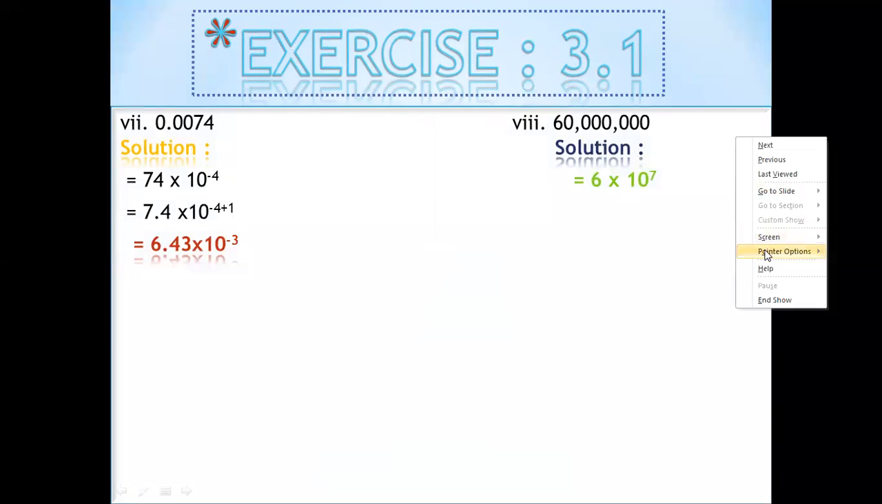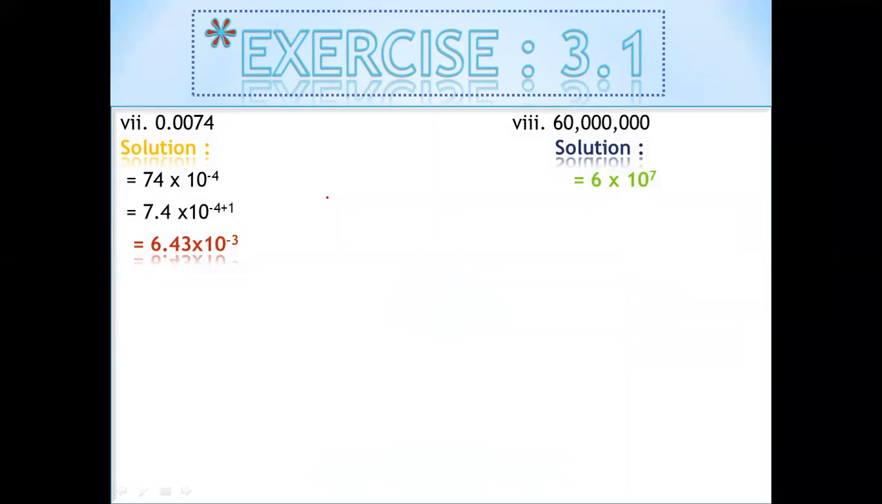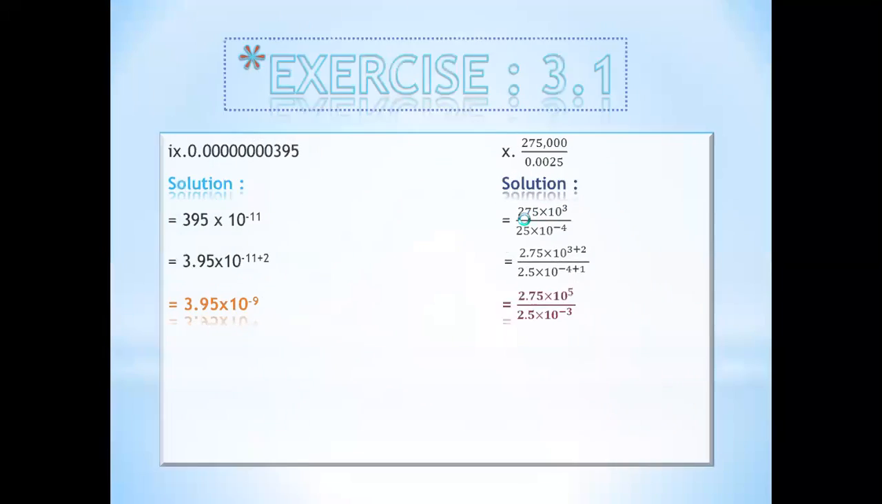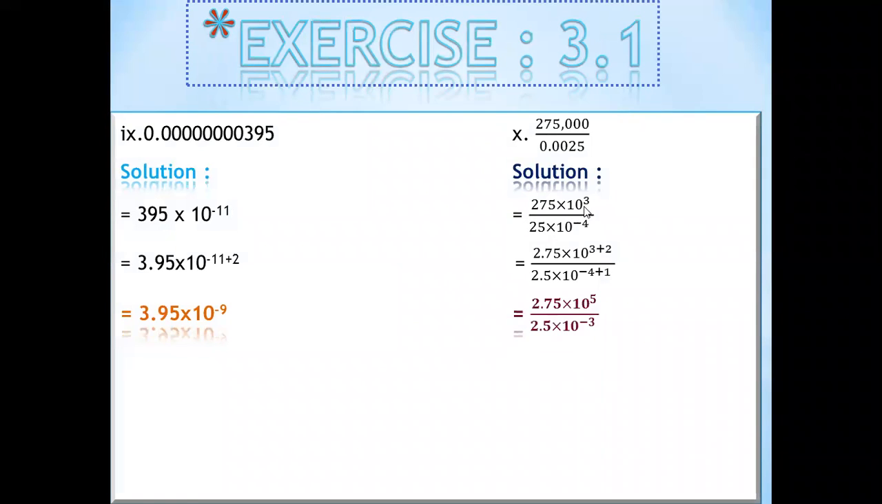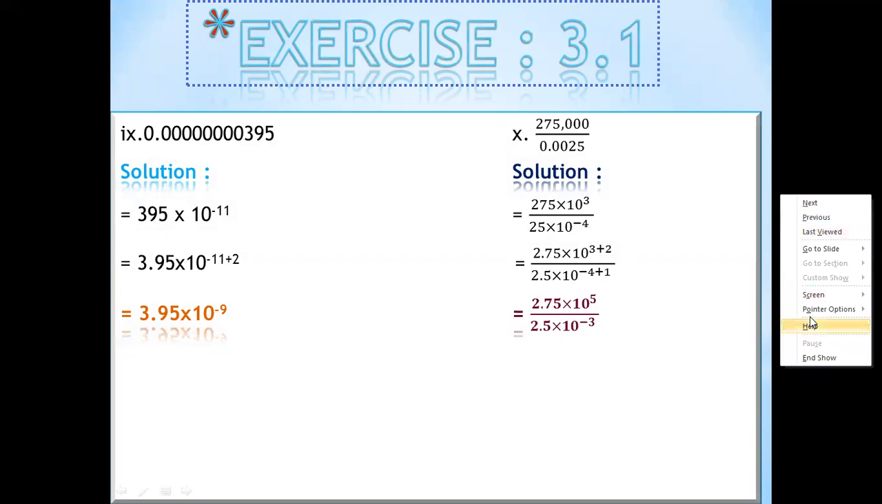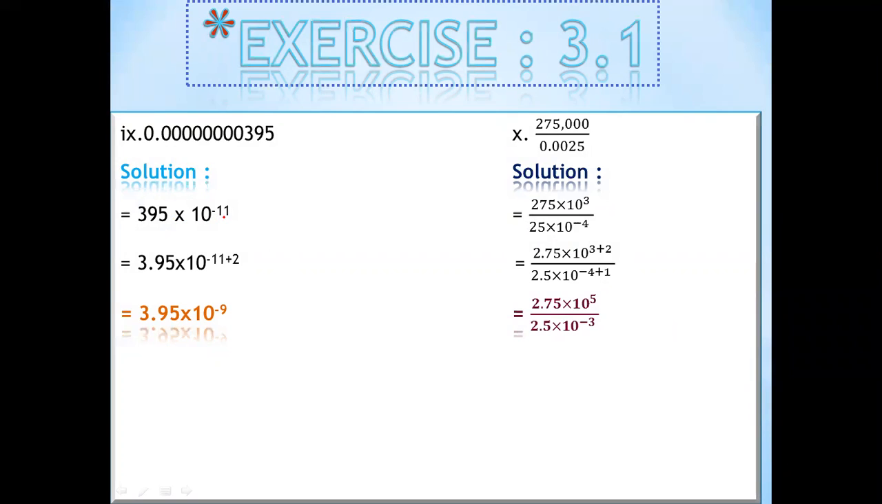Same, you see part 7 and part 8. The same procedure that we adopted in the previous question. Part 9. How many numbers are there after the decimal? There are 11 digits. So that's why we put 395 multiply 10 raised to the power minus 11. And when we put the decimal after 3, 3.95, minus 11 plus 2, it will become 3.95 multiply 10 raised to the power minus 9.